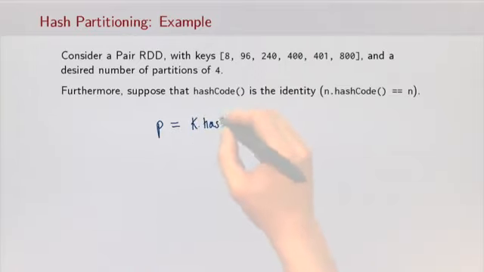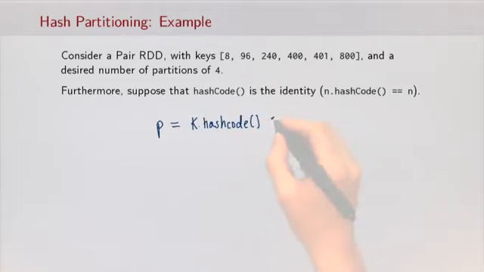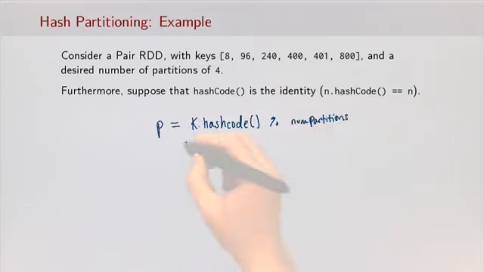And let's remember that to compute the partition, what we do is call the hash code on the key, which, like I said, in this case is just the identity function, and we modulo that with the number of partitions. So in this case, this will simplify to just the key modulo 4 for the sake of this example. So let's compute the partitions that these keys belong in.